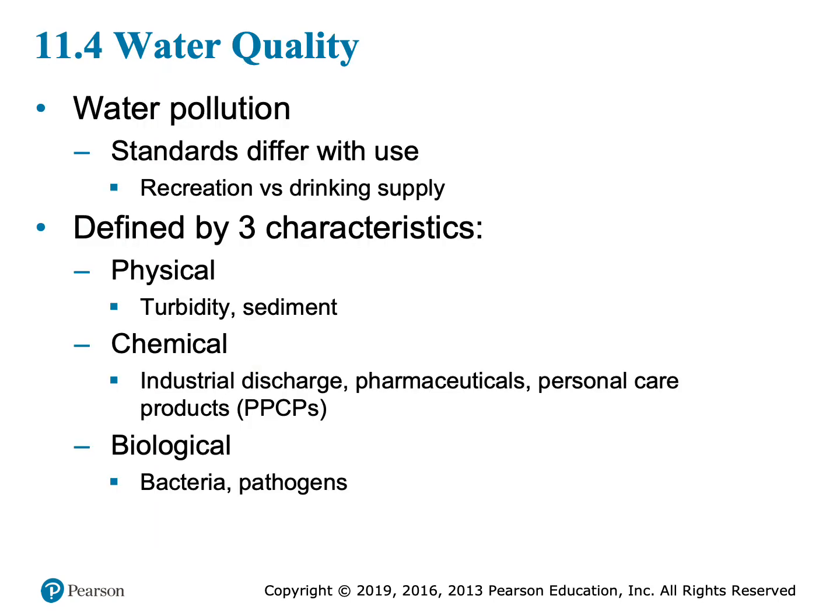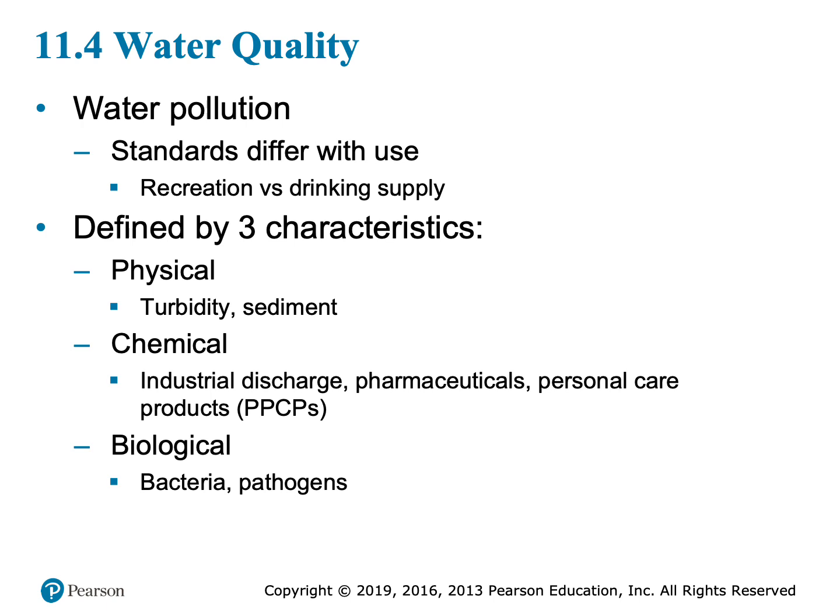And we'll continue on to water quality. So we'll look at water pollution and the effects of water pollution on ecosystems. Water pollution standards differ with use. It can be recreation versus a drinking supply in terms of how we pollute those waters and what we're using it for. It's defined by physical, chemical, or biological.